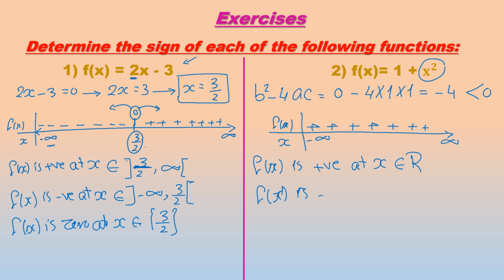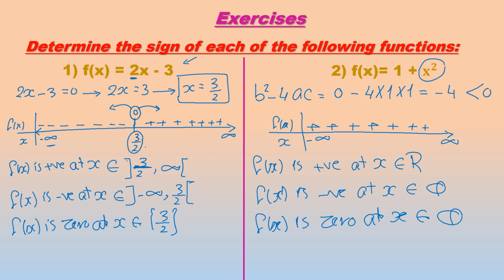f of x is negative at, is there any negative part? No. So x belongs to what? To phi. f of x is 0 at x belongs to what? x belongs to also phi. Another example. f of x equals x power 2 minus 4.